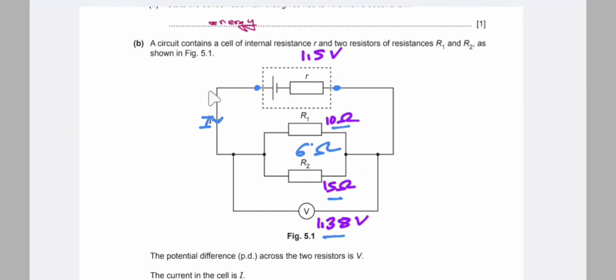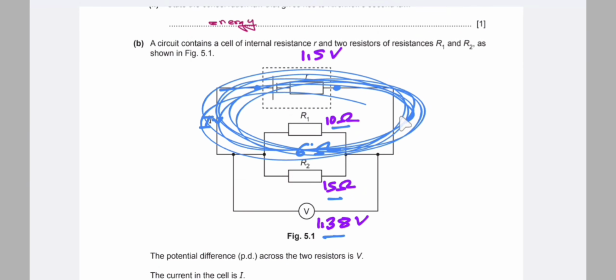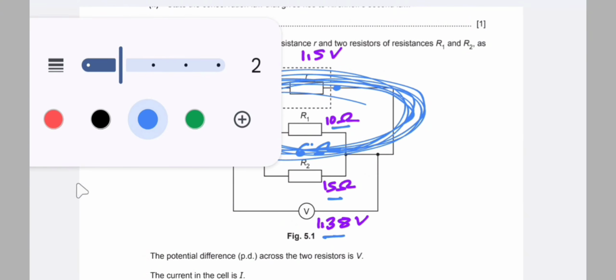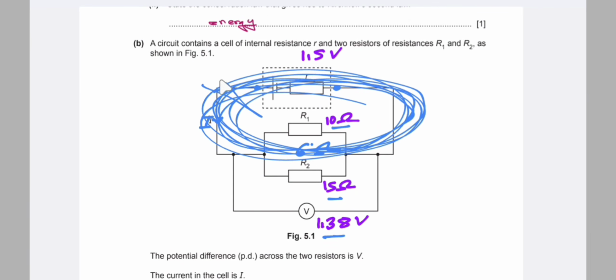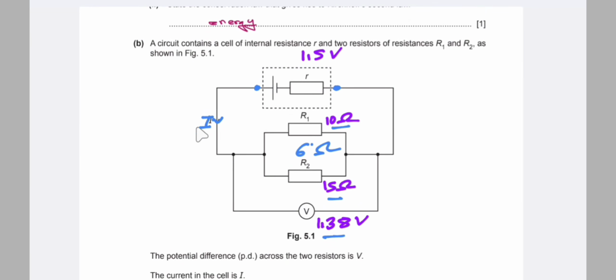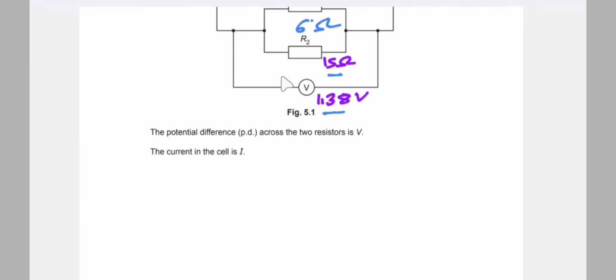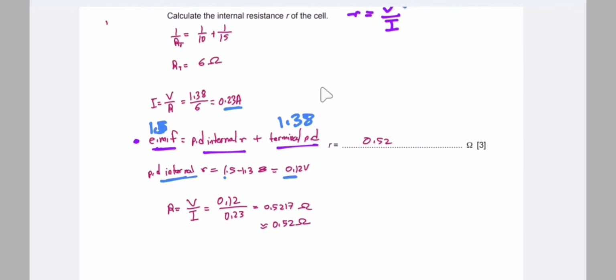Now we can see that the total combination is a series combination. After calculating this value, the combination that remains is the series combination. Since the current is the same in a series circuit, the current in this place is also the current across the internal resistance. So the current is the same as I, and the value of current that we get is 0.23.